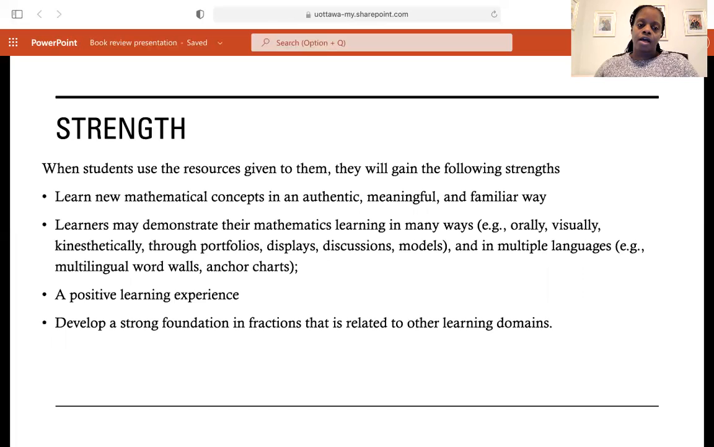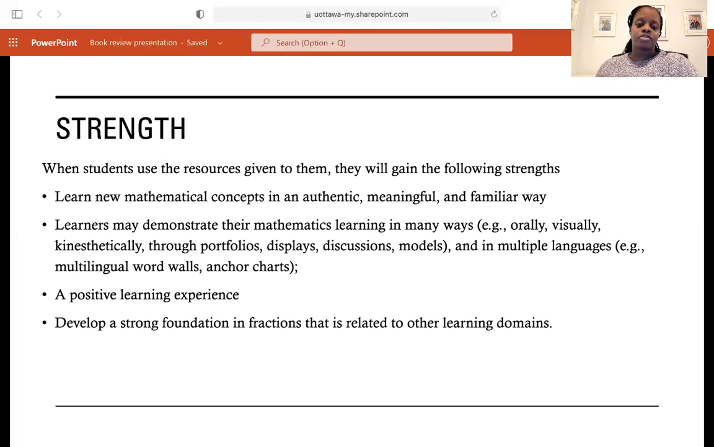And the strength of when students have these resources within their environment is that they are learning new mathematical concepts in an authentic and meaningful way that is familiar to them. So it's important to use things that are familiar to them so they can have a good understanding and set them on a positive pathway of learning fractions.